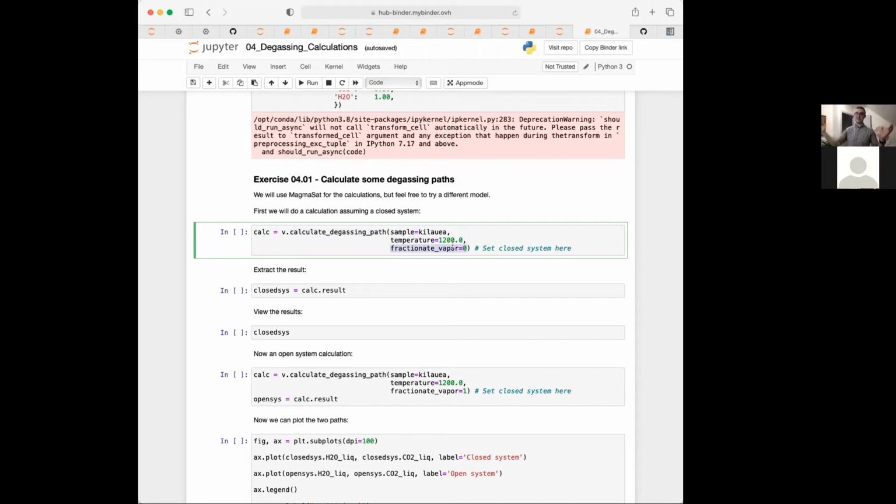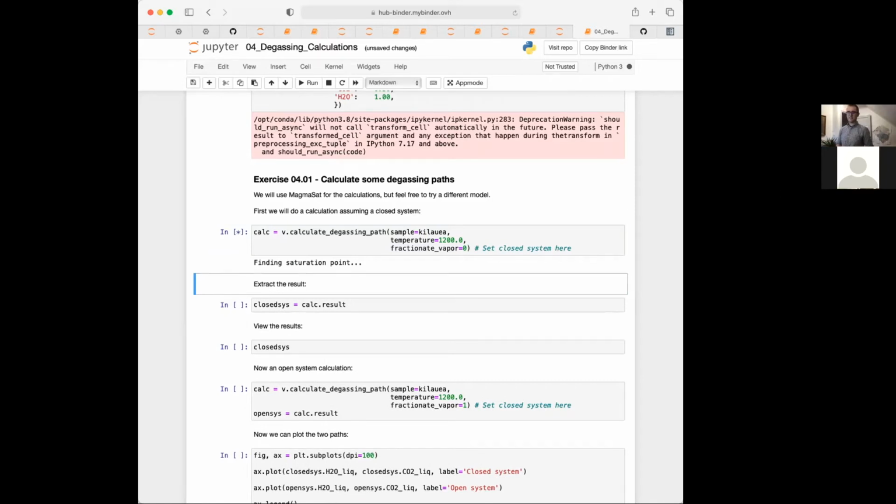So maybe they ascend, or maybe the kinetics, we think the kinetics is just too slow for them to continue re-equilibrating. And I've set it to 0. So this is saying fractionate 0 vapor. Do not fractionate any of it. Keep it with the melt. So this is the equivalent to it being a perfect closed system. So we can run that calculation.